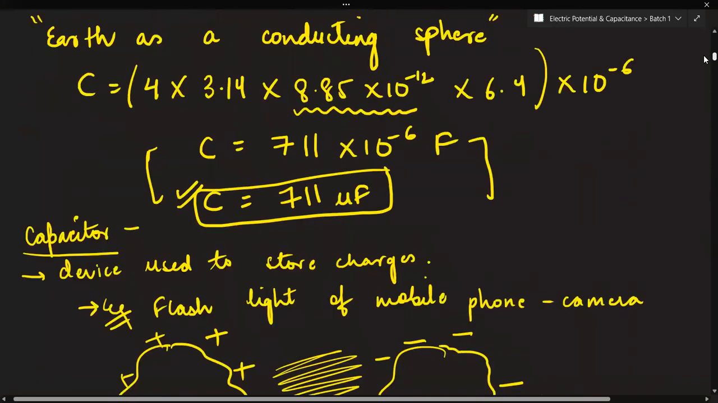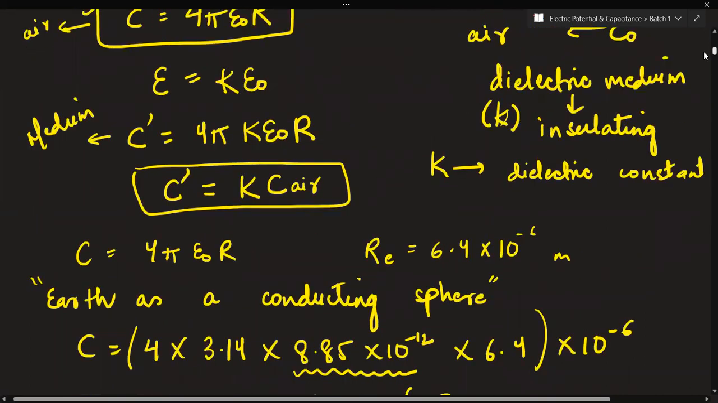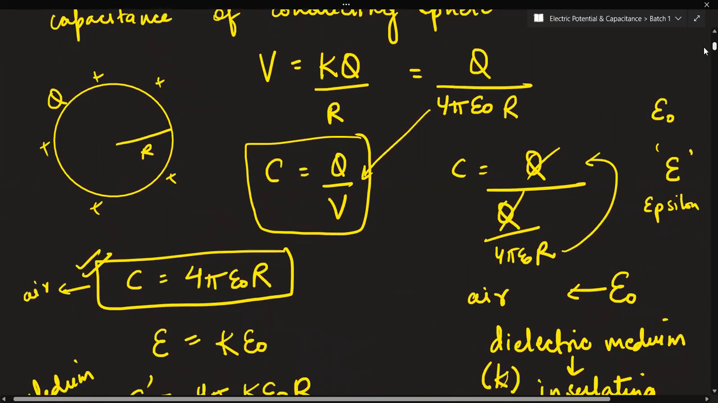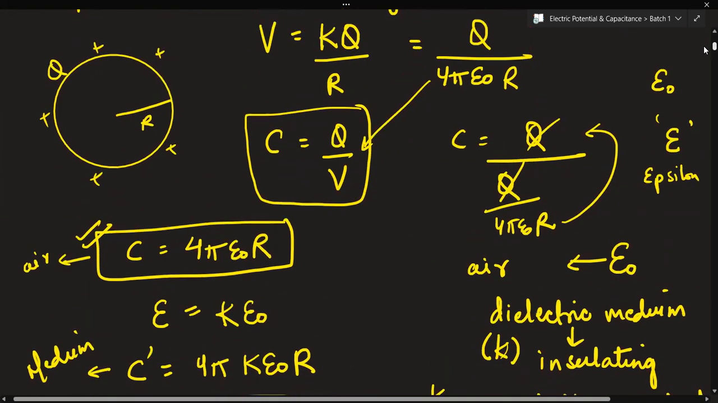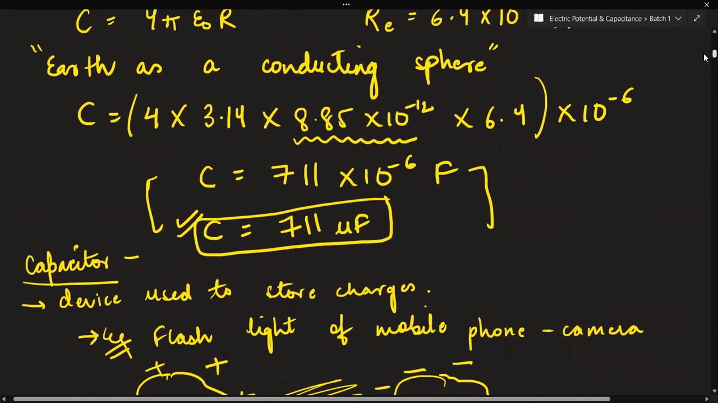Then yes, 711 microfarad. When you mention the conducting sphere, if it is for a 2 marker, then write it till this step only. Fine, this is enough. C prime will be 4 pi K epsilon naught r. If it's for a 3 marker, write this along with this. The value of capacitance of earth is 711 microfarad. Mention this as well. That way only you will get marks.